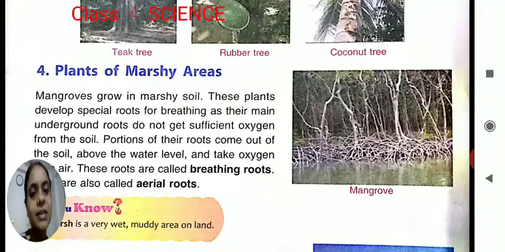Children, next plants which come in the category of terrestrial plants are plants of marshy areas. So children, we have already known about the mangrove plants which used to grow in marshy soil, and these plants have aerial roots or breathing roots. So these roots used to come out of the soil to take oxygen from the outside environment.